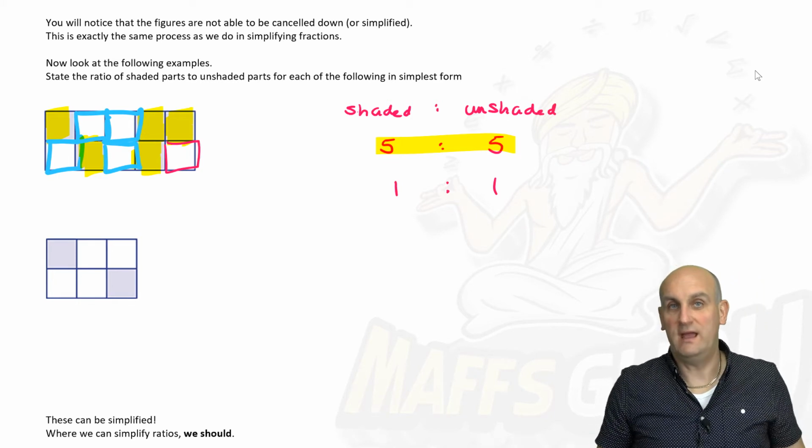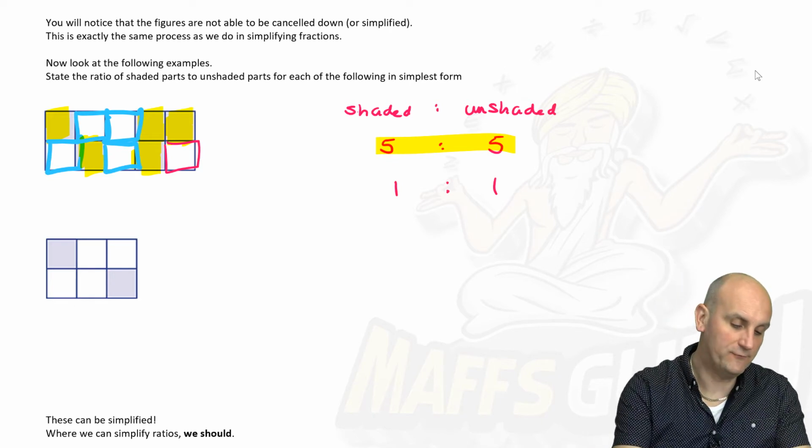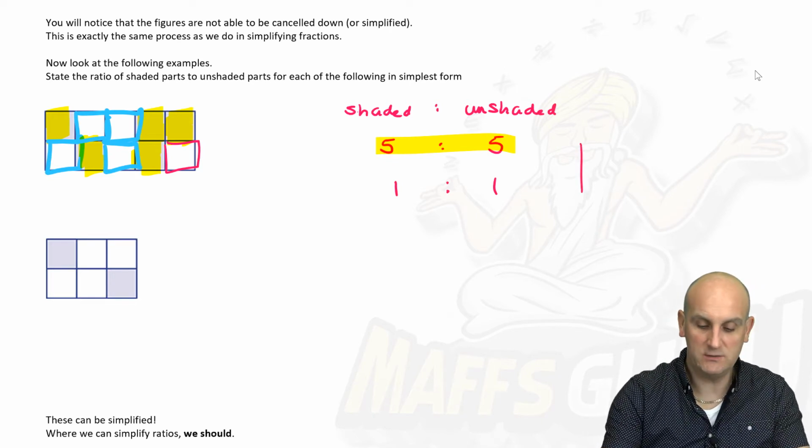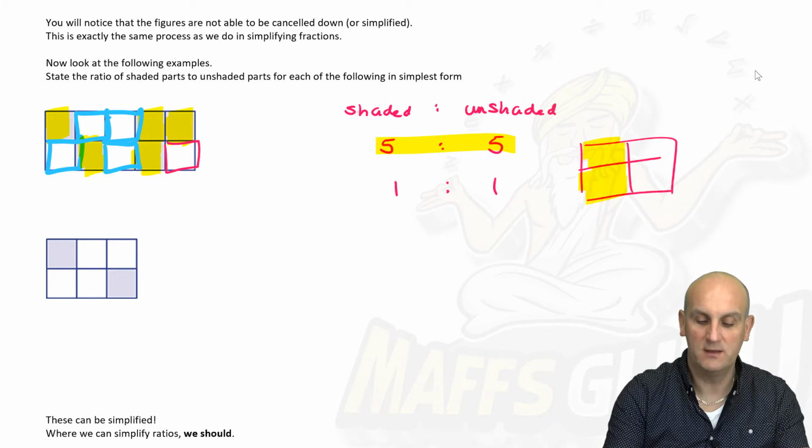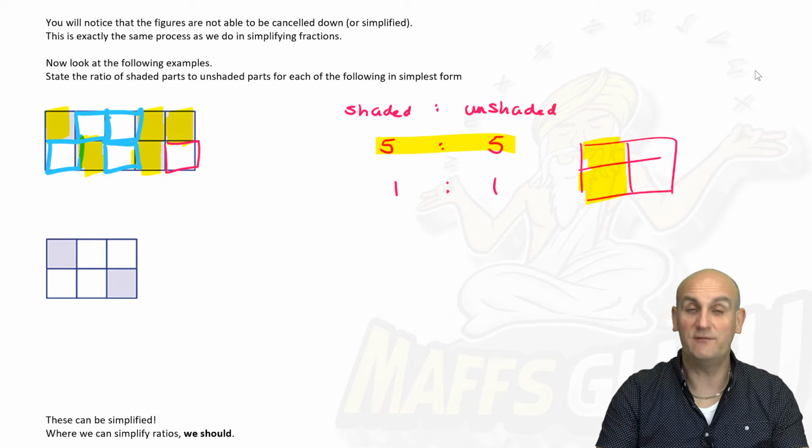But the point of it was, if I was now going to draw a different diagram using the same ratio, let's just make it easy, with four squares, for every one shaded, there's got to be one unshaded, so I'll shade one, leave one, shade one, leave one. So we still have the same ratio there. It's just a different size.